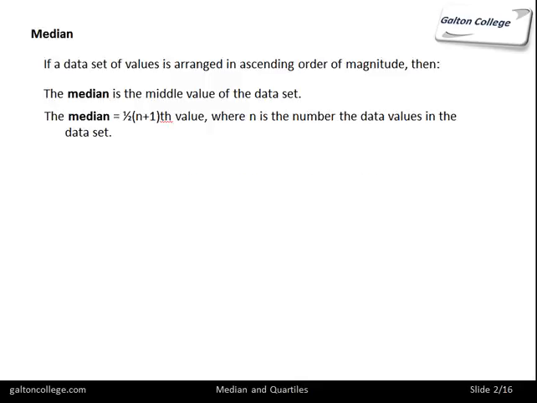So let's take the median. If a data set is arranged in ascending order of magnitude, then the median is the middle value of the data set. And we calculate that by simply taking the number of items in the data set. So let's say we've got 9 values in the data set. 9 plus 1 is 10. Half of 10 is 5. So the fifth element in the data set is the median. It's halfway.